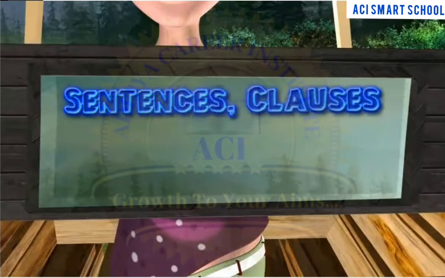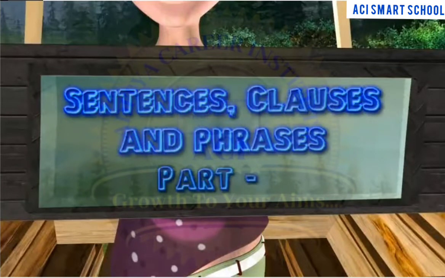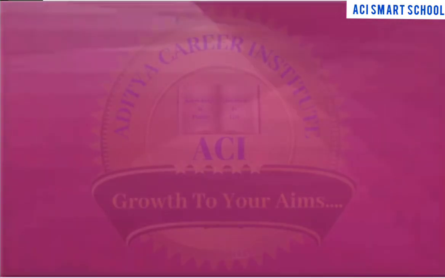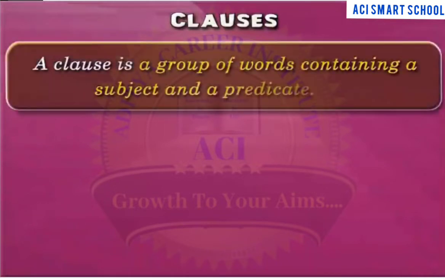Sentences, clauses, and phrases. Part 5. In this module, we will learn about clauses in detail. By definition, a clause is a group of words containing a subject and a predicate. So, a clause is a group of words containing a person or a thing or an idea that is being talked about, and a description of the quality of the person or thing or idea that is being talked about.